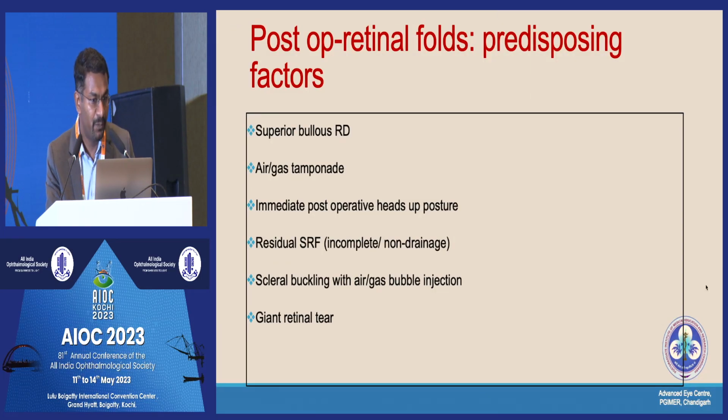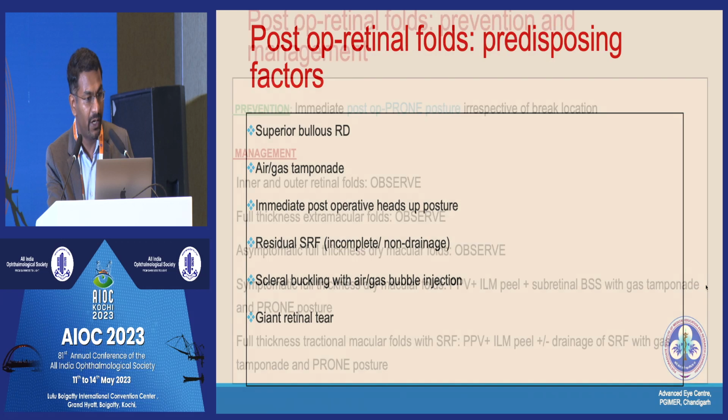So there are certain predisposing factors for post-operative retinal folds. The most important one is superior bullous RD, either air or gas tamponade, immediate post-operative heads-up posture, residual SRF, or else incomplete drainage, or non-drainage techniques. Another one is scleral buckling with air or gas bubble injection. The last one is giant retinal tear. These are the most important predisposing factors for post-operative retinal folds.